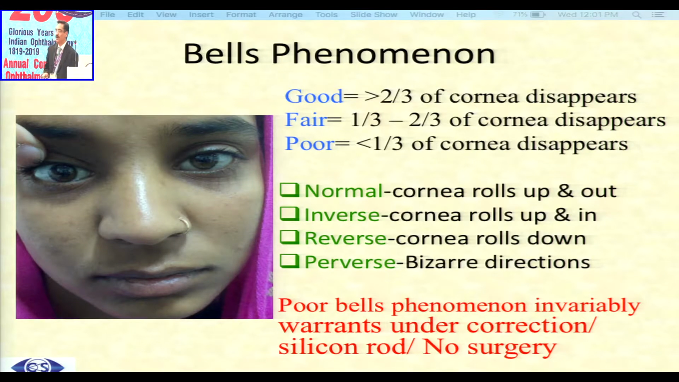Then there are various types of Bell's. Normal Bell's is when the cornea rolls up and out. Then inverse Bell's is when the cornea moves up and in. Then reverse Bell's is when the cornea rolls down. And perverse Bell's is when sometimes it goes up, sometimes it goes down. Like you check Bell's 10 times, there will be a different result every time. So this is known as perverse Bell's, bizarre directions.